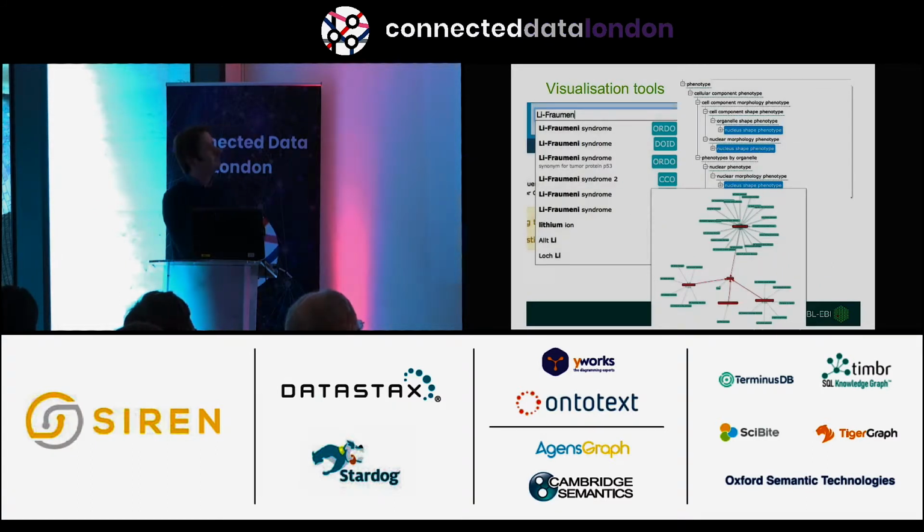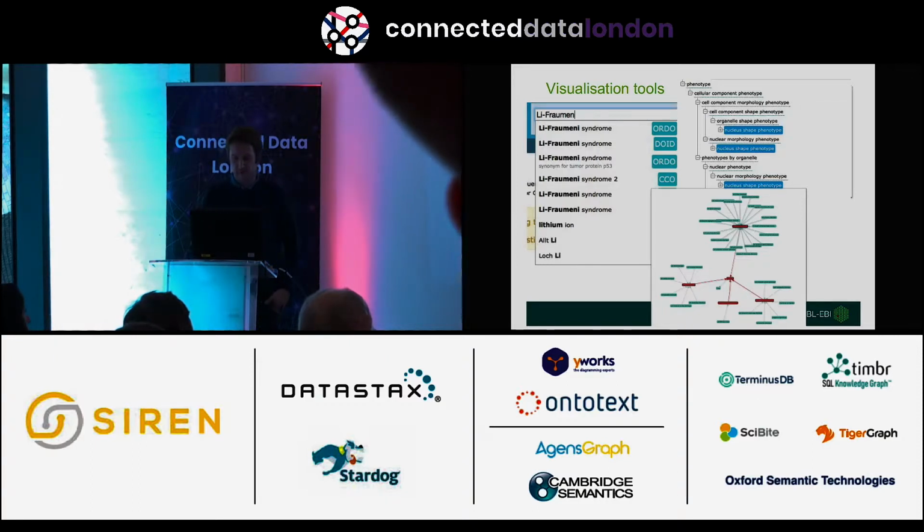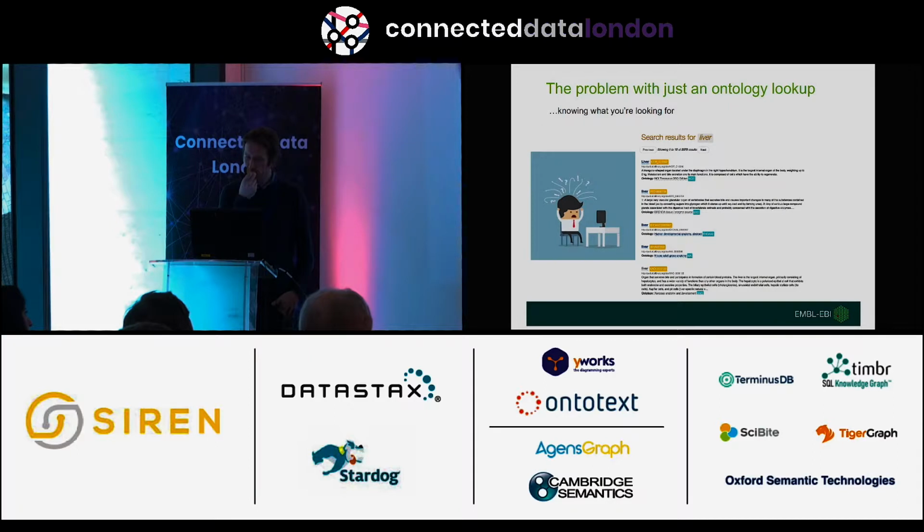So we have some typical ontology visualizations. We've got autocomplete boxes. These are widgets that you can deploy in other curation systems. We've got tree-based views. We've got graphical views of the ontology. But what we realize is that this isn't enough.